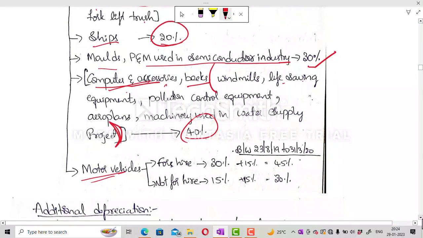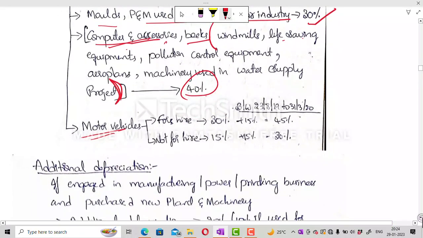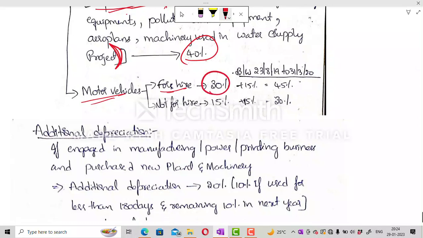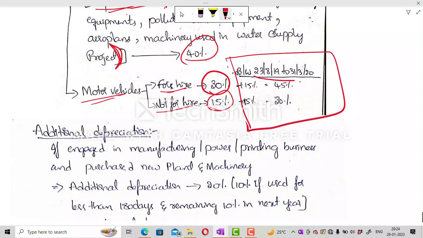There is a huge content regarding motor vehicles, but the only conclusion is, if motor vehicles are used on hire, then we will be using them a lot, so we should take 30% depreciation. If not for hire, just used for office purposes, then only 15% depreciation. Up to here you need to remember, this is an exceptional case. Only if it is between these dates, then just add 50% to your normal rate.